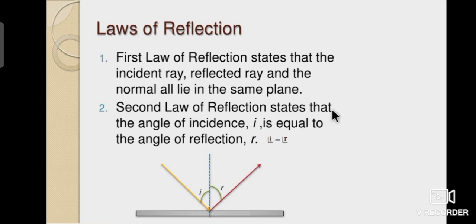The second law of reflection states that the angle of incidence i is equal to the angle of reflection r. See, this is the relation. Once again, the first law states that the incident ray, reflected ray and the normal all lie in the same plane. The second law states that the angle of incidence small i is equal to the angle of reflection small r.